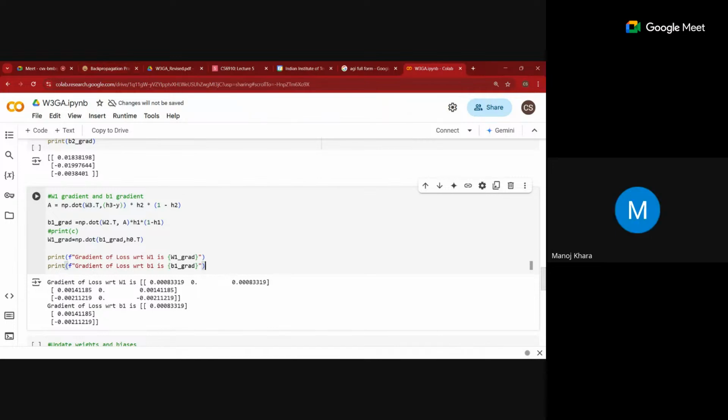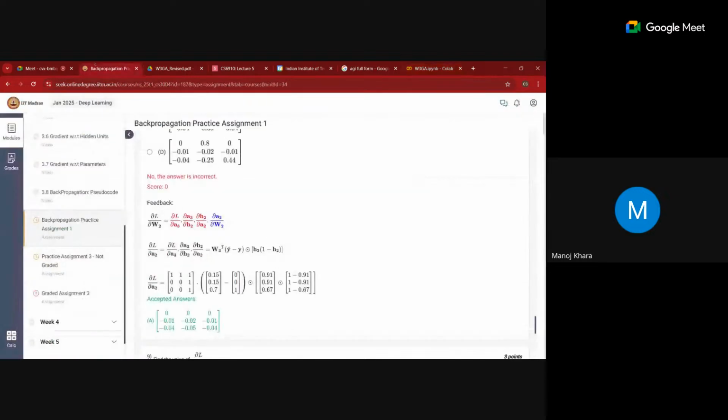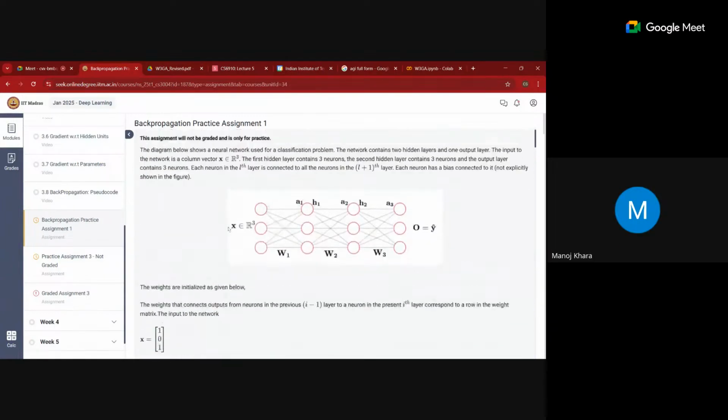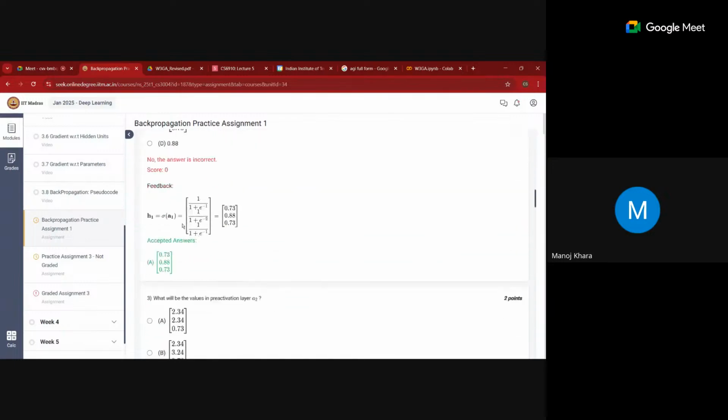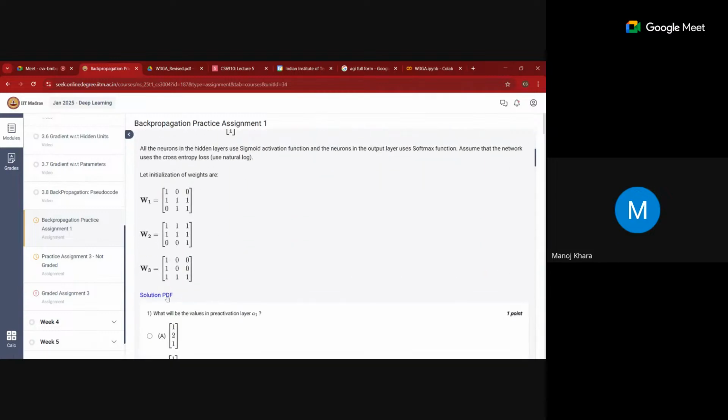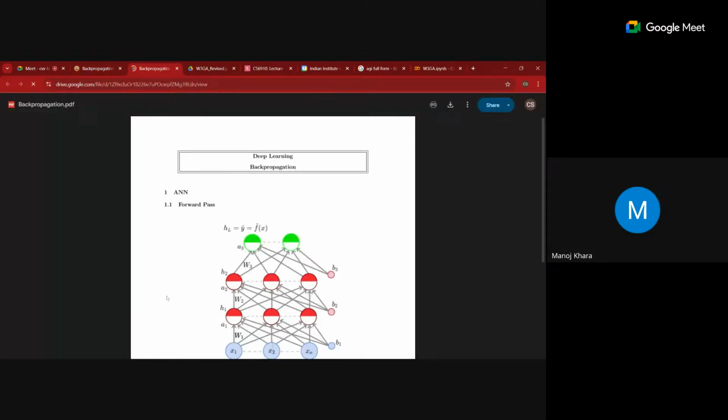We see, calculate. Don't look at the code. What I'll suggest is, don't look at the code. Go through this assignment thoroughly. Try to get all the answers. Another thing is the solution PDFs given. If you don't understand these hints, which are feedback given to you, go to the solution PDF. Understand this. Solve this.